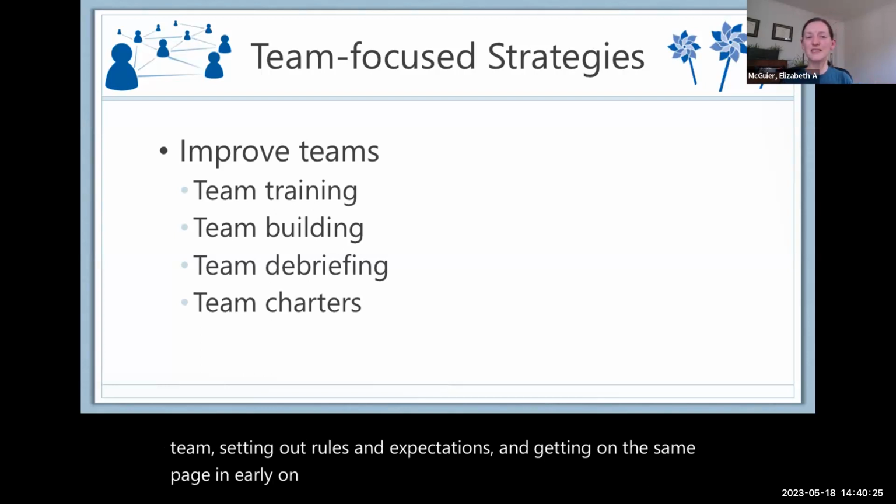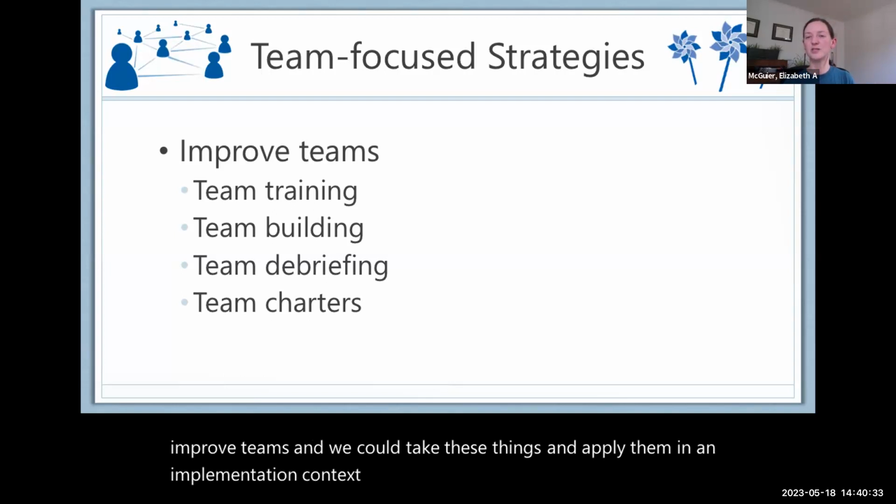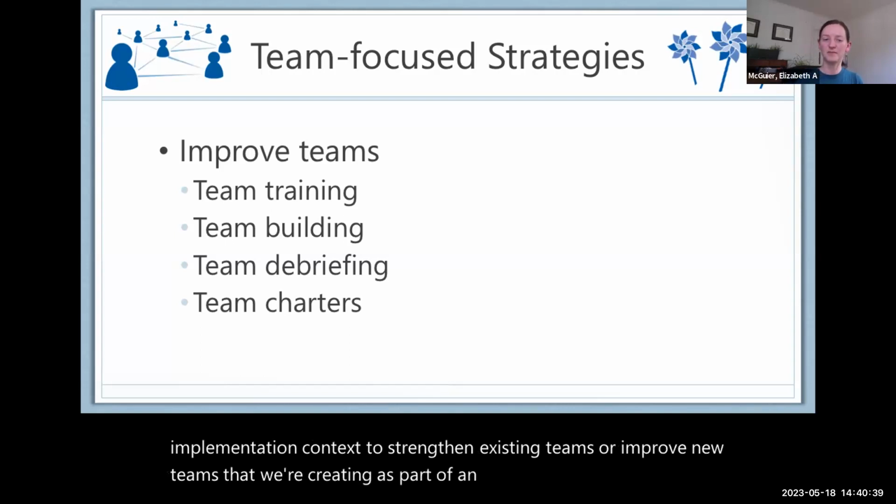So there are a lot of things that we know work to improve teams, and we could take these things and apply them in an implementation context to strengthen existing teams or improve new teams that we're creating as part of an implementation strategy.